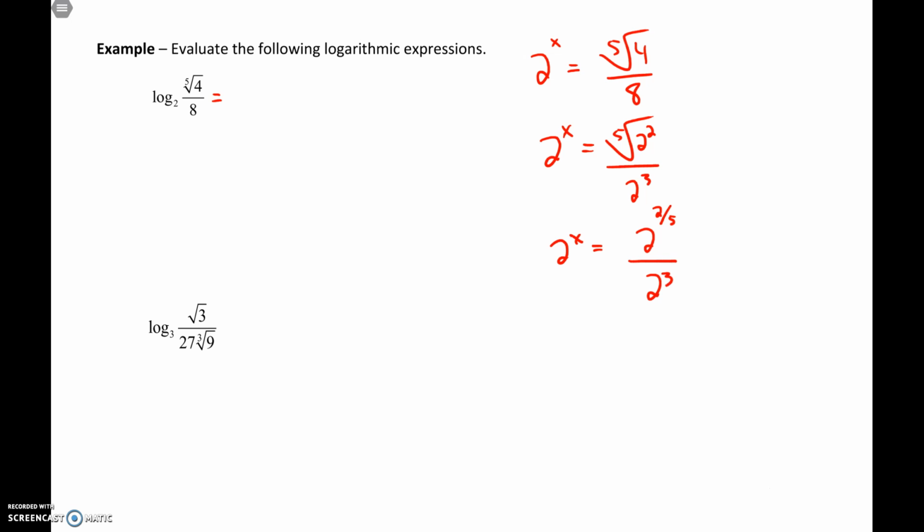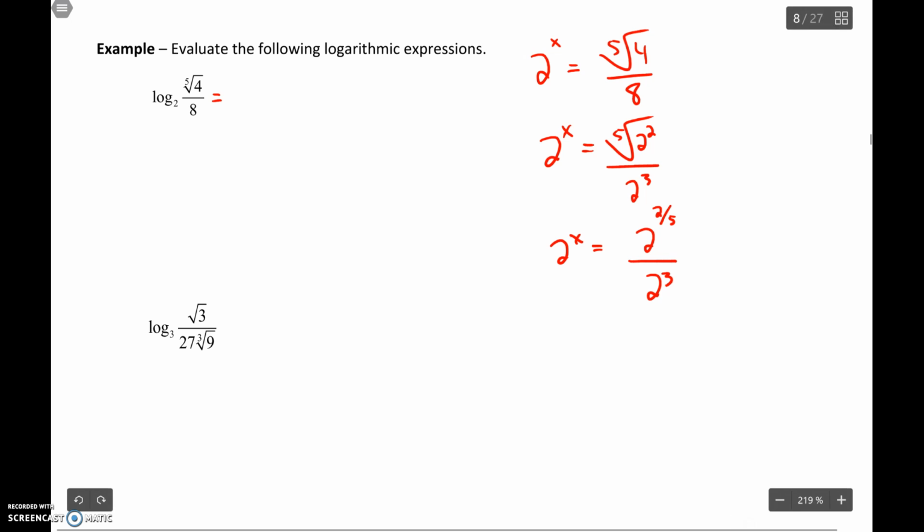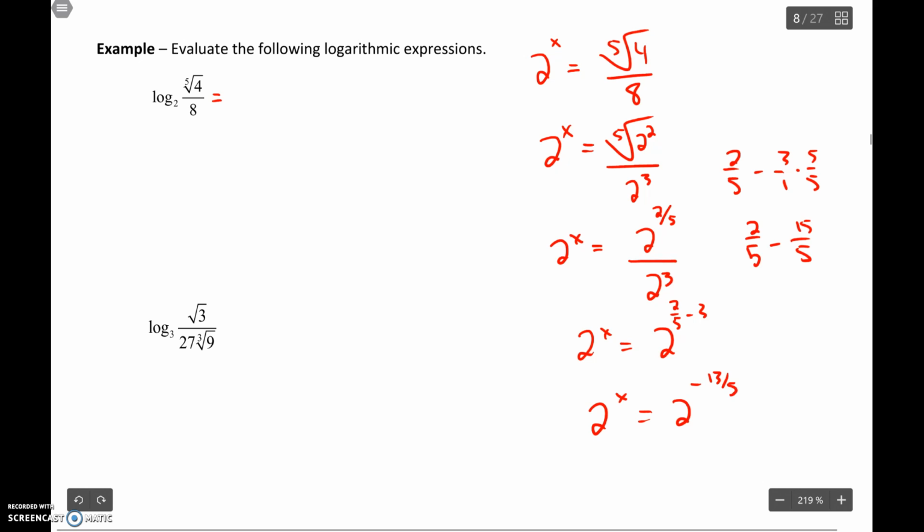Now we need to review our rules of exponents. If we have the same base and we're dividing two powers with the same base, you subtract their exponents. So what is 2/5 minus 3 over 1? What is 2/5 minus 15/5? Sounds to me like that would be negative 13/5. Therefore, the only way 2 to the x can be equal to 2 to the negative 13/5 is for x to be equal to negative 13/5. Now that'd be pretty tough to do in your head.